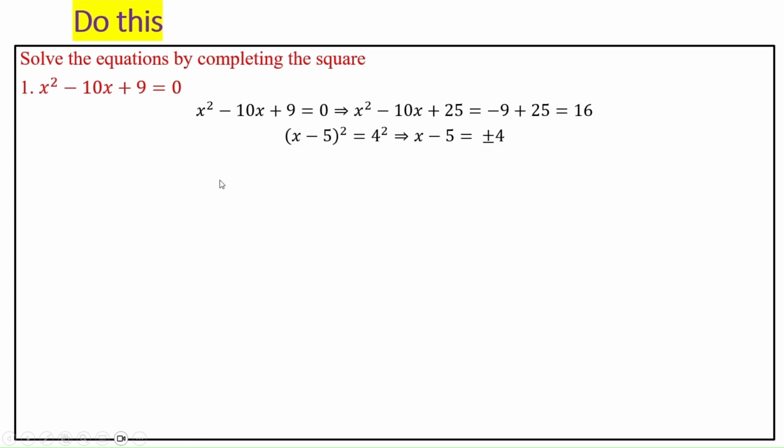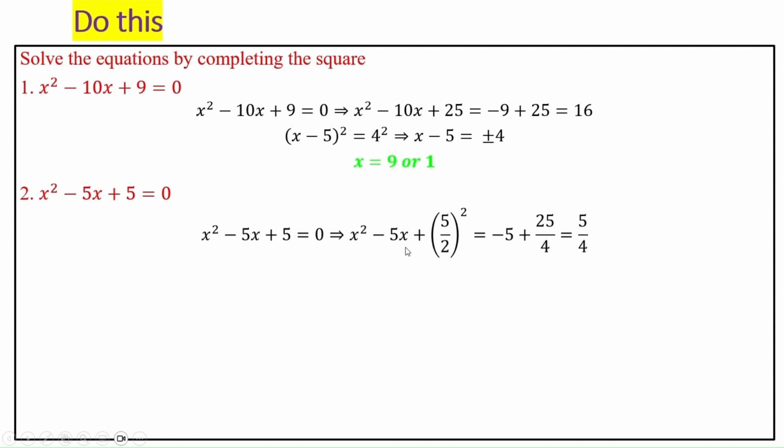So now your equation will become (x − 5)² = 4², or x − 5 = plus or minus 4. So now x equals either 9 or 1. This is the solution of this quadratic equation. Now for all the problems of solving by completing the square, we should follow the same template. Next, x² − 5x + 5 = 0.